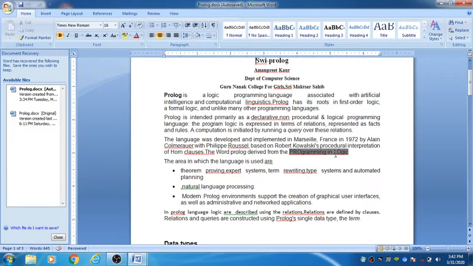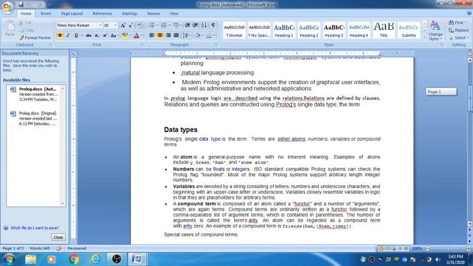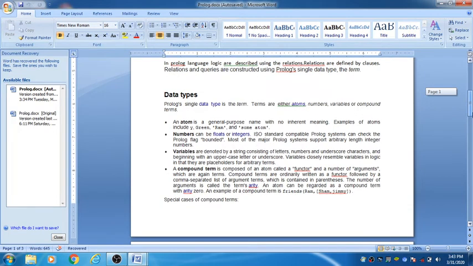Next, when you use any language, it has its own data types. Data type means the type of data that is supported by the language. The data types of Prolog are listed: atom, numbers, variable, and compound term.